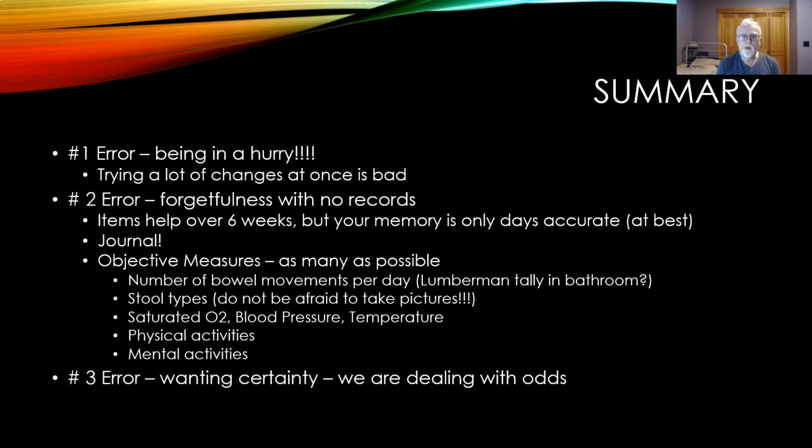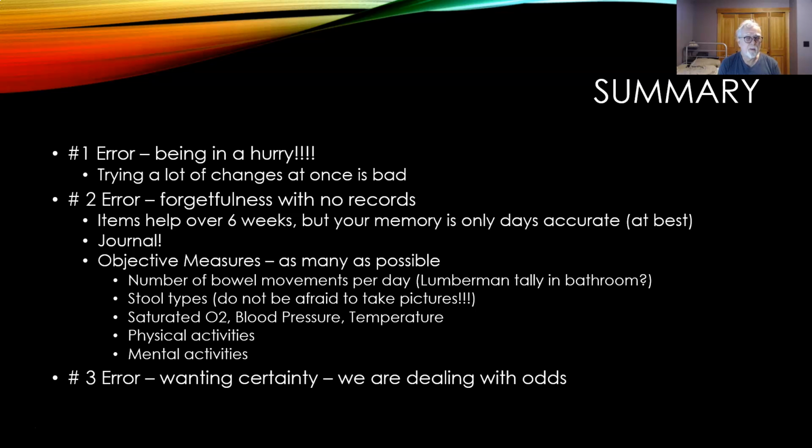Okay, let's do a quick summary. And the summary is by describing common mistakes. Number one error I see constantly is people being in a hurry. They try a lot of changes at once, and that is bad. And why is it bad? Because you may try 8 items, 5 of them actually help you slowly, 2 do nothing, and 1 has an adverse reaction. Which one of the 8 causes the adverse reaction? Or do you just blow all of them away as being useless?